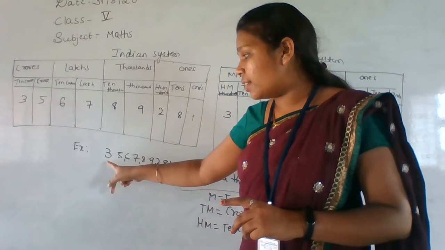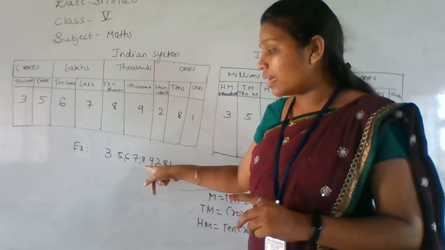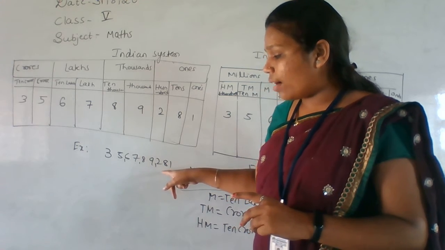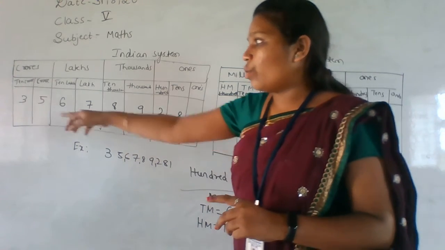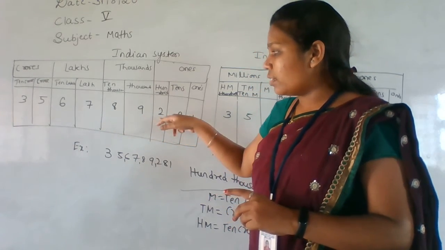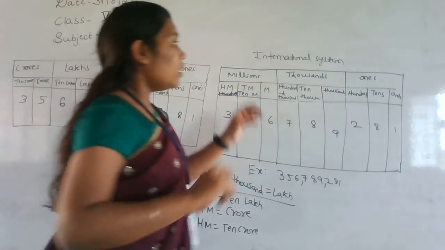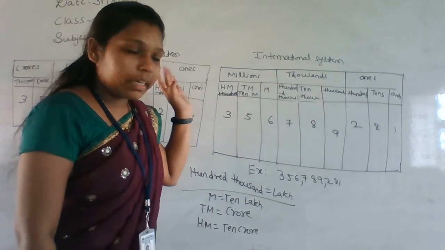Read that number: that is 35 crore 67 lakh 89,281. So 35 crore 67 lakh 89,281, like this. Okay, and here this is the international system of numeration.